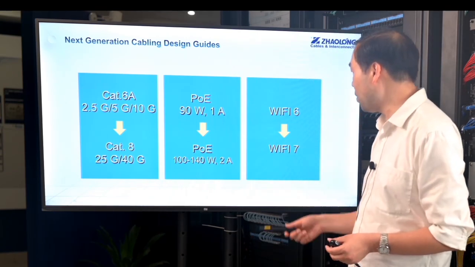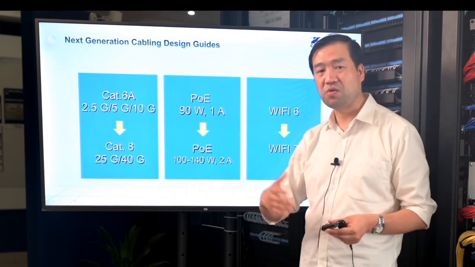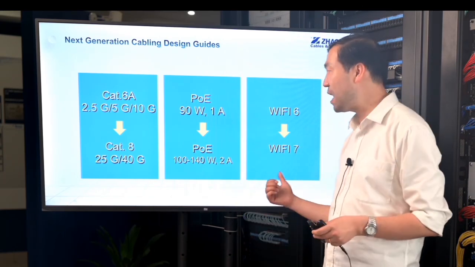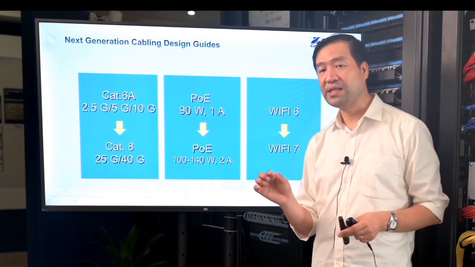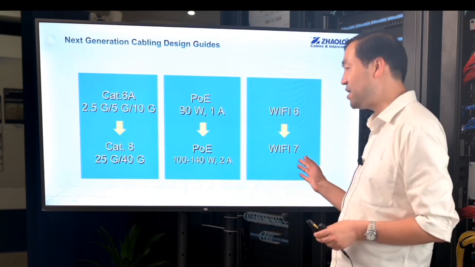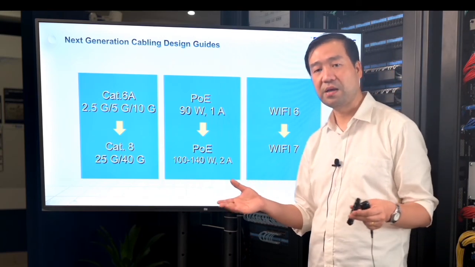The third one is the Wi-Fi technology still upgraded to next generation. We call it Wi-Fi 7. At that time, Wi-Fi 6 provided support 10 giga capacity, but how about Wi-Fi 7? Maybe need 25 giga, maybe more.